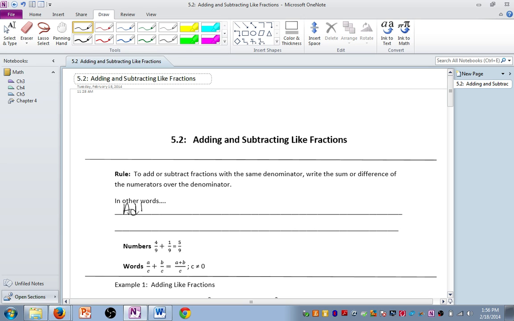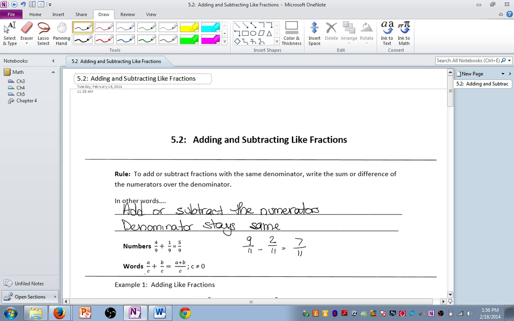In other words, when you're solving, you are going to add or subtract the numerators, and the denominator stays the same. So the example I gave is 4/9 plus 1/9 equals 5/9. The same concept would apply if you're dealing with subtraction. 9/11 minus 2/11 would be 7/11.